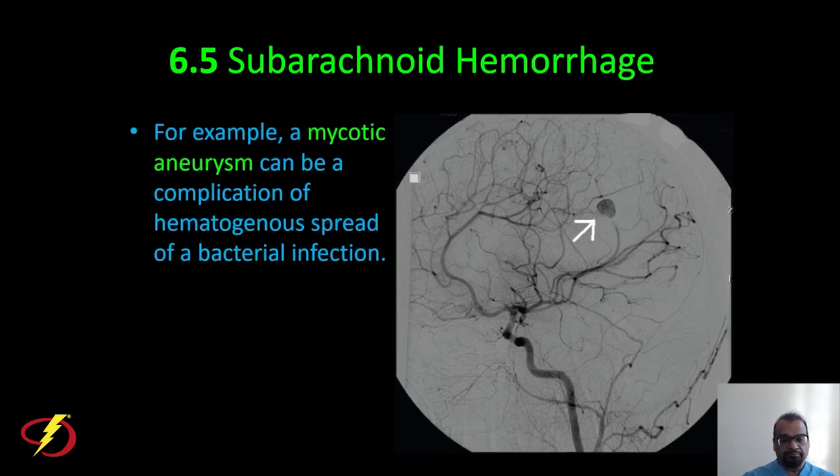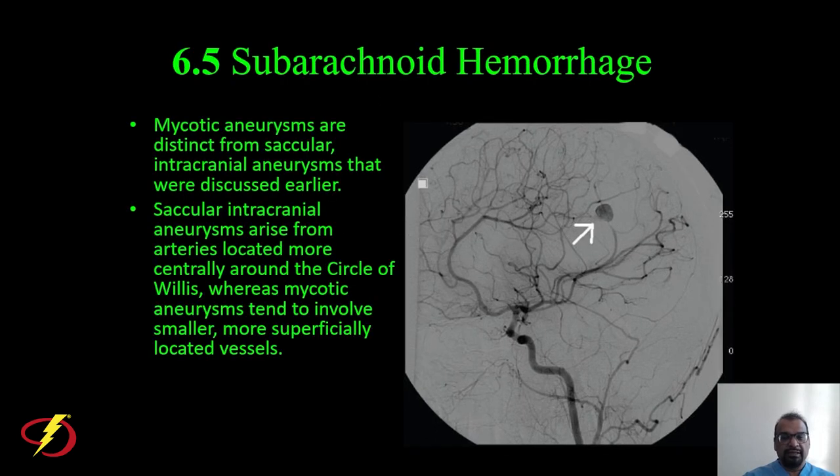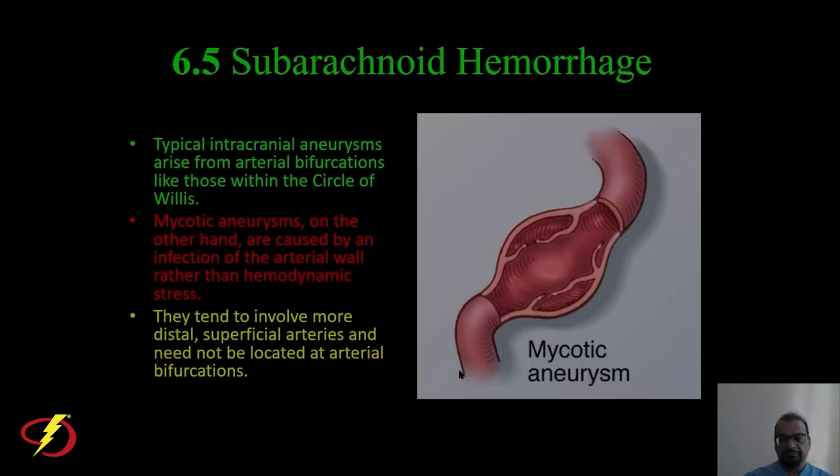So again, when we look at these mycotic aneurysms, these are complications of hematogenous spread of bacterial infection that affects more distal, superficially located blood vessels in the brain. Now, these aneurysms, like other brain aneurysms, are saccular, okay? But our classic brain aneurysms typically are formed around the circle of Willis. Why is that? Because there's more hemodynamic stress at arterial bifurcations. Whereas mycotic aneurysms tend to involve smaller, superficially located blood vessels.